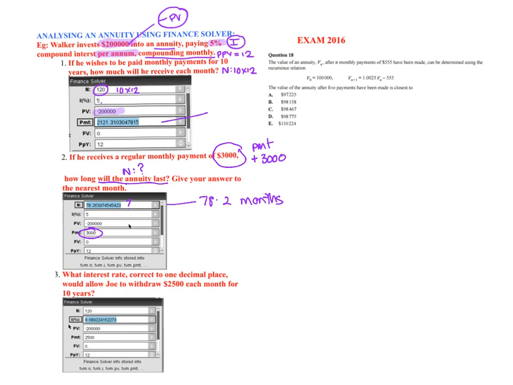And what interest rate, correct to one decimal place, would allow Joe to withdraw 2,500? So that's a payment. So a positive payment of 2,500 for 10 years. So 10's back to 10 times 12, and you want the interest rate to find. So there's that question. So we like changing it around there.